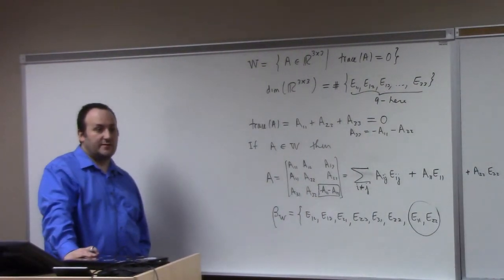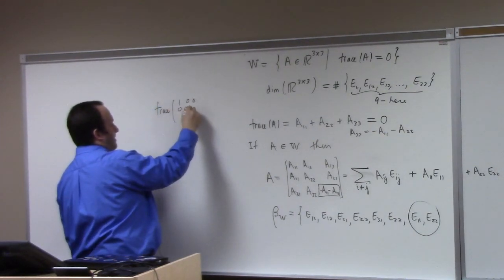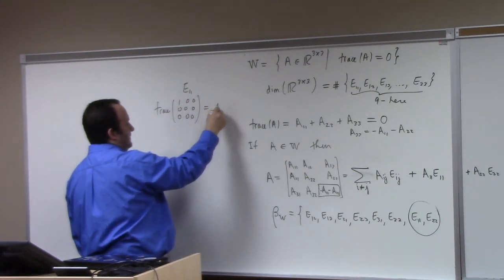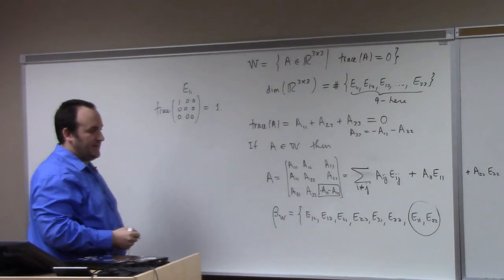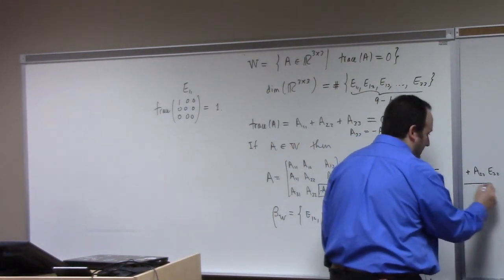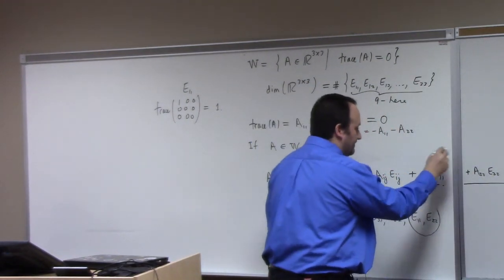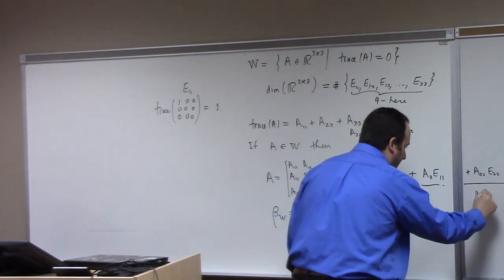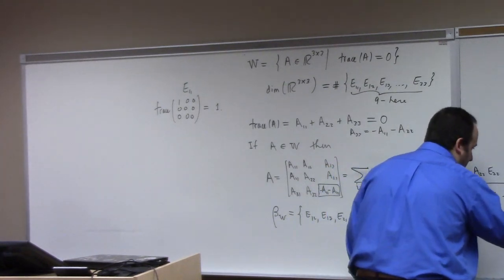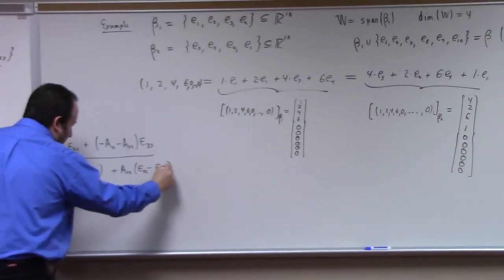What's the trace of E11? 1, yeah. Is 1 0? Not usually. So what I have to do is I have to pay attention to combining. So it's A11 times what? E11 minus E33, and it's A22 times what? E22 minus what? E33.